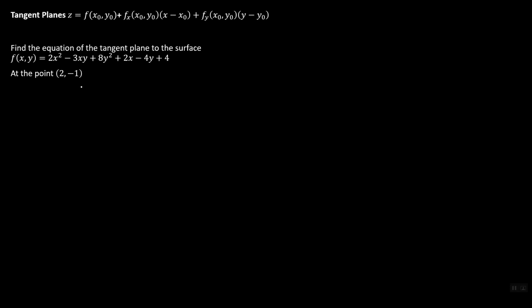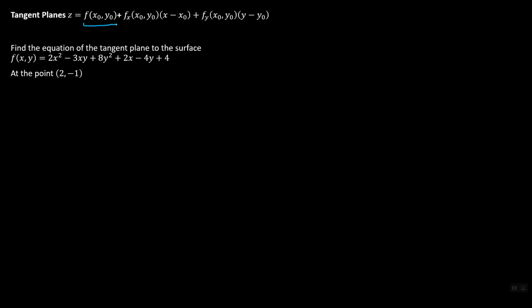If we want to find a tangent plane for a surface like f of x, y equals all the stuff you see right there on the screen. I don't want to read it all out. 2x squared minus 3xy plus xy squared plus 2x minus 4y plus 4. There, I did it. We need to do three things.